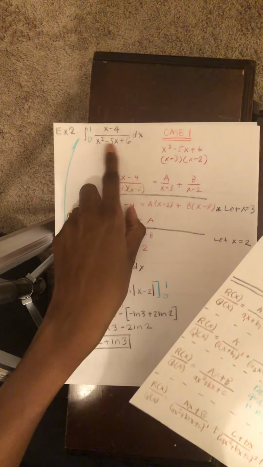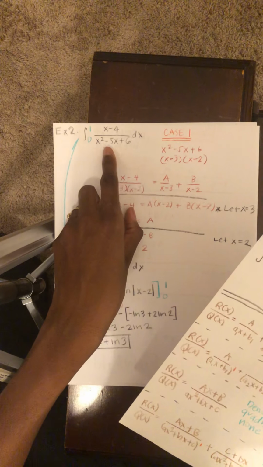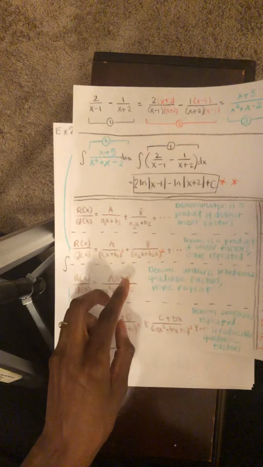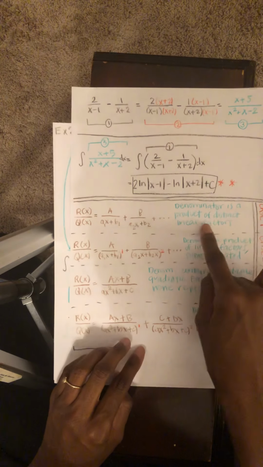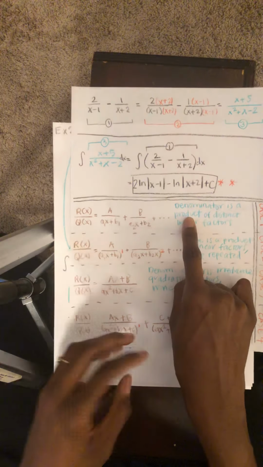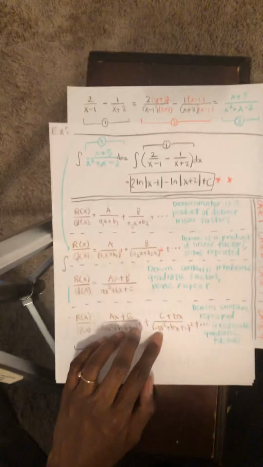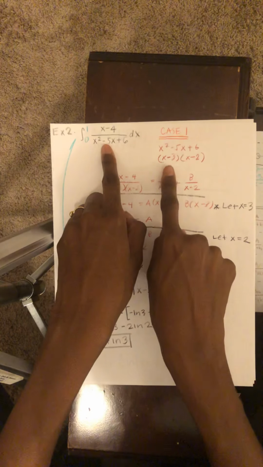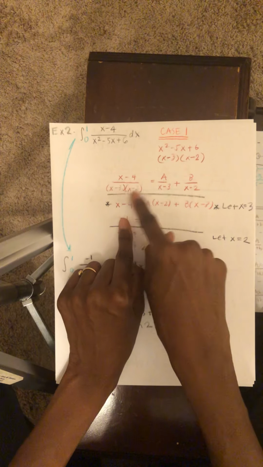In this case, we have something on the bottom that we can factor, right? And when we factor it, they're just lines. We have two lines. So essentially, we're going to be using case one, where the denominator is a product, or a multiplication, of distinct linear functions. So that's perfect. That's going to be case one. So essentially, we can break up the bottom to look like this, okay? So I've rewritten this black part as this red part, okay?